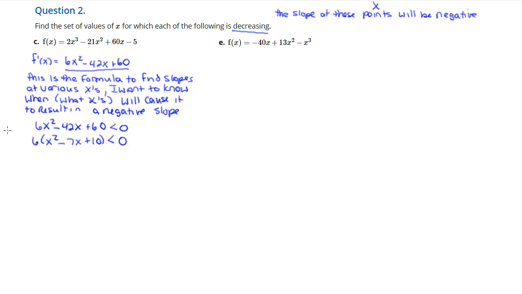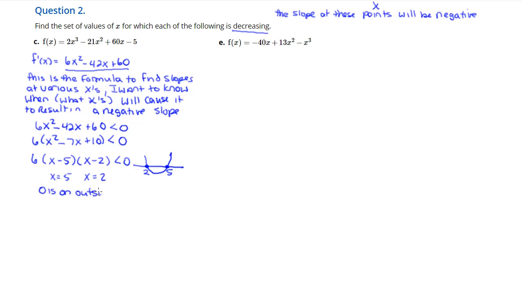Now I can go ahead and factor out the 6 and then factor this. Keep in mind, this is a quadratic inequality. So what we're going to do is a quick sketch. We find our zeros, do a quick sketch, and then you can either use a checkpoint or visual, but we want to know when the graph is going to be below 0.